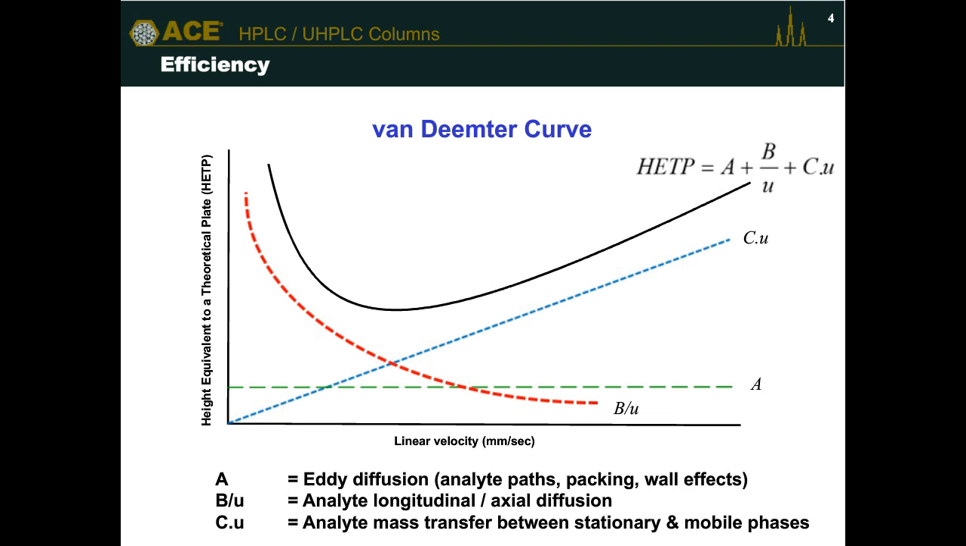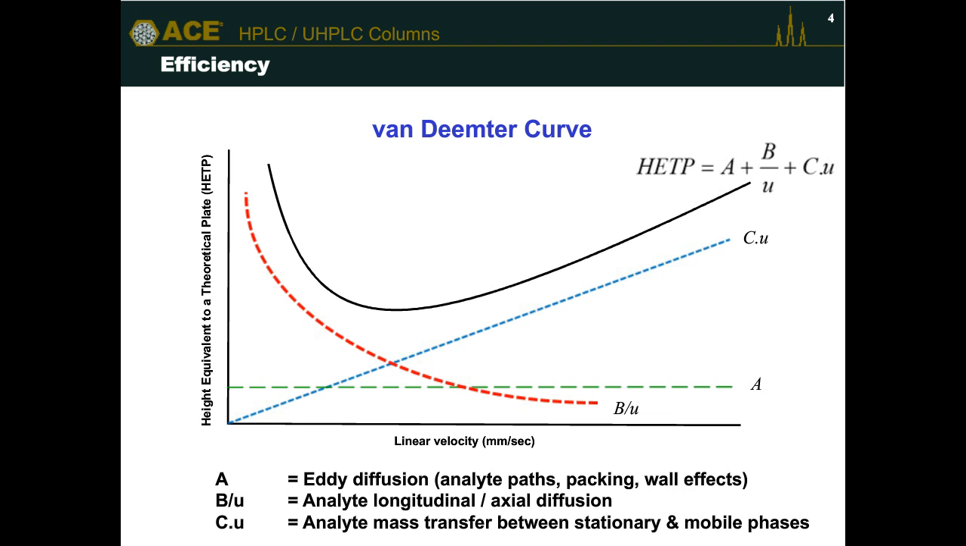So in terms of what these three parts of the equation mean, the A term is the eddy diffusion. So this is the path which the analytes take through the column. And if you have a very narrow particle size distribution, and a very uniformly packed column, then that narrows down the different paths that your analytes can take. That means that you have a potentially reduced A term. It's not flat like we kind of draw it, but for these purposes you can assume it's relatively flat.